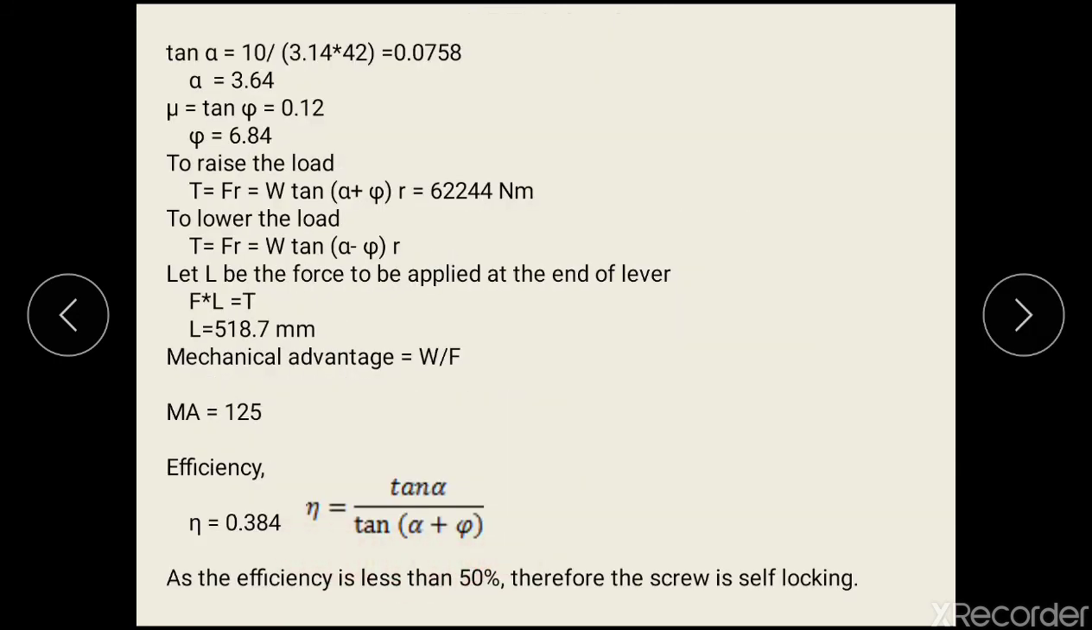Efficiency is tan alpha by tan of alpha plus phi. Alpha and phi values are known, 3.64 and 6.84 degrees. Substituting the values here, we get efficiency as 38.4%. It is less than 50%. So the given screw is self-locking.